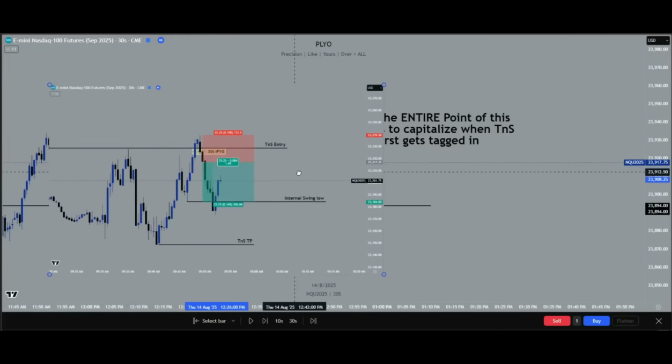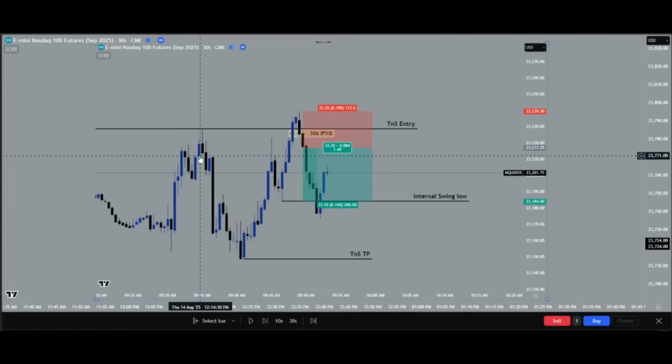So this would be our example here. Notice how as soon as we get the TNS entry, as it gets tagged in, we immediately get the 30-second inverse. We don't hesitate at all, okay? This means that it's almost guaranteed to be a 5-minute wick. That's the entire point of this. This play on the 5-minute did end up coming all the way back and stopping it out. But you can see what happens first. We get the 30-second inverse and then we hit that internal low.